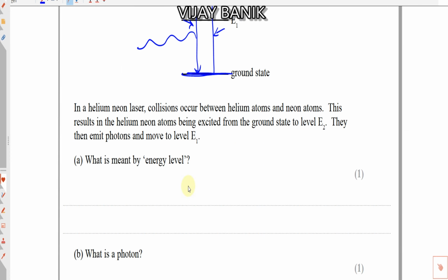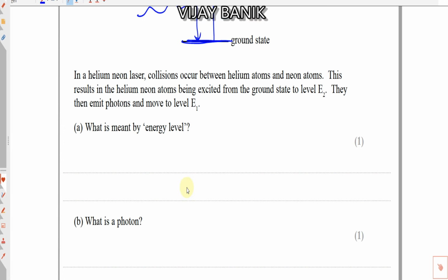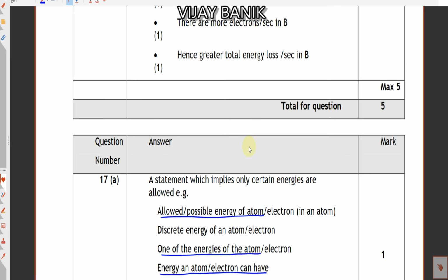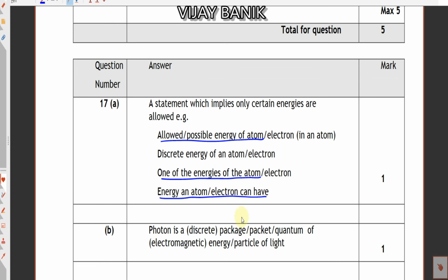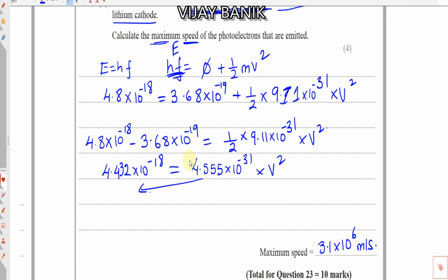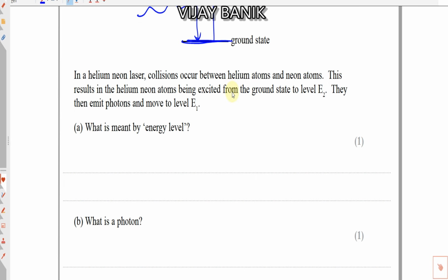Now next, what they said: what is a photon? We already learned that photons are light particles, packets of electromagnetic energy. So they said a photon is a packet or quantum of energy. Photons are packets of energy or particles of light. Sorry, I went to the previous question.